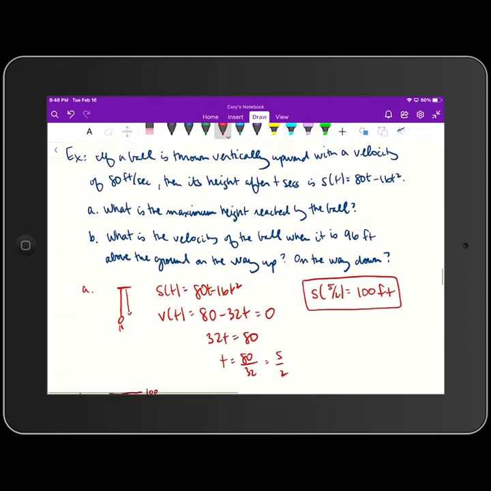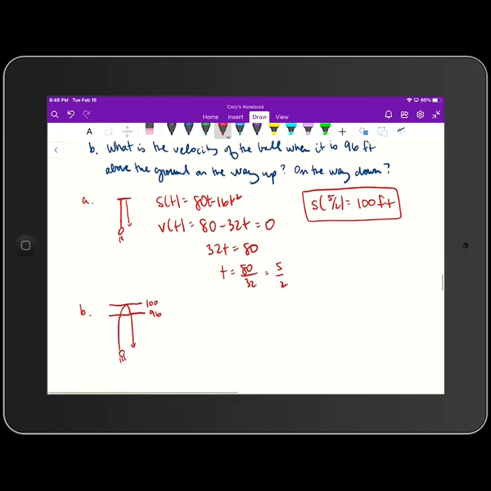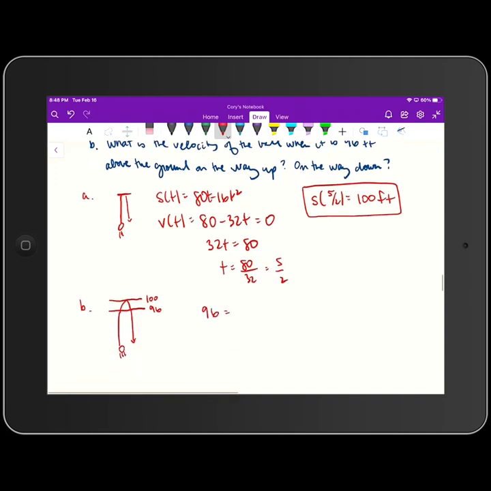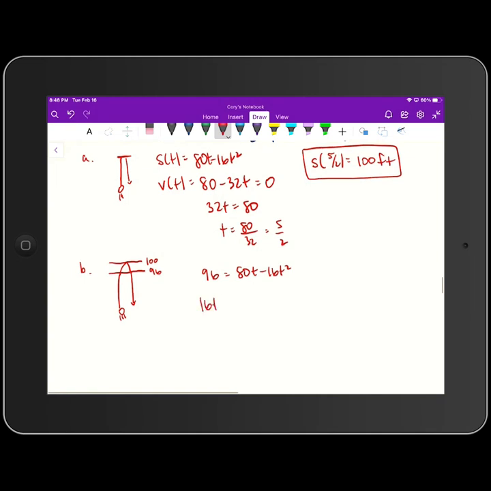So if we want to calculate the time for which it occurs, we want to find when our ball is 96 feet above the ground. So we're going to plug 96 in the place of s of t. Okay, so we're going to get 96 is equal to 80t minus 16t squared. So we have a quadratic equation here. We're going to move all the terms to one side. So I'm going to move all the terms to the left-hand side. We get 16t squared minus 80t plus 96 is equal to 0.